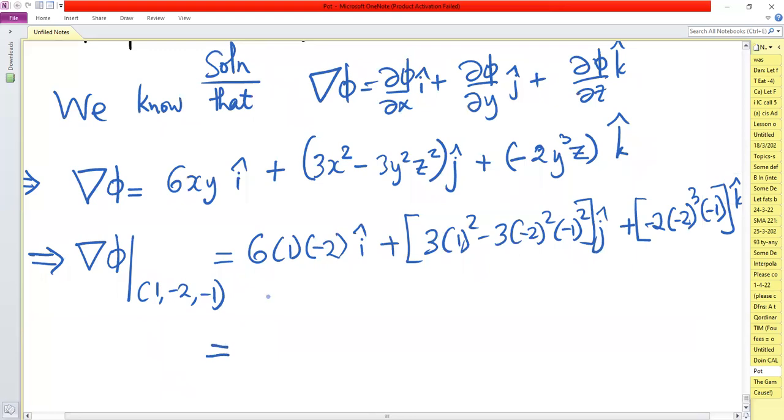So which will give us 6 by 1 by negative 2, which is minus 12 i, plus, so this will be 3 minus, so minus 2 squared is positive 4 times minus 1 squared is 4 times minus 3 is minus 12 j, and then plus this is minus 2. So minus 2 power 3 is minus 8 times minus 1 is positive 8 times minus 2 is minus 16.